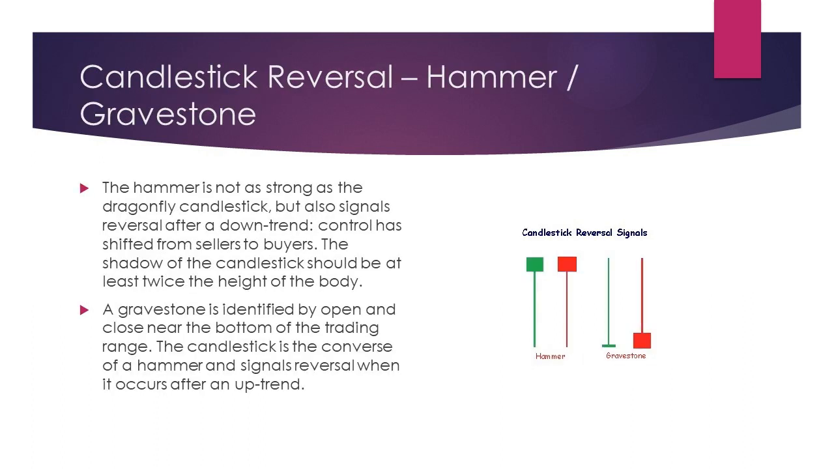Candlestick reversal, hammer or gravestone. The hammer candlestick. The hammer is not as strong as the dragonfly candlestick, but also signals reversal after a downtrend. Control has shifted from sellers to buyers. The shadow of the candlestick should be at least twice the height of the body.